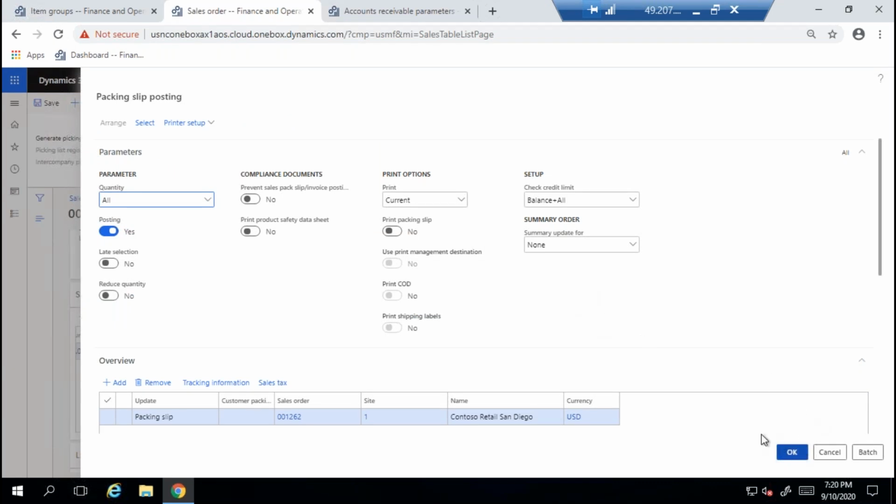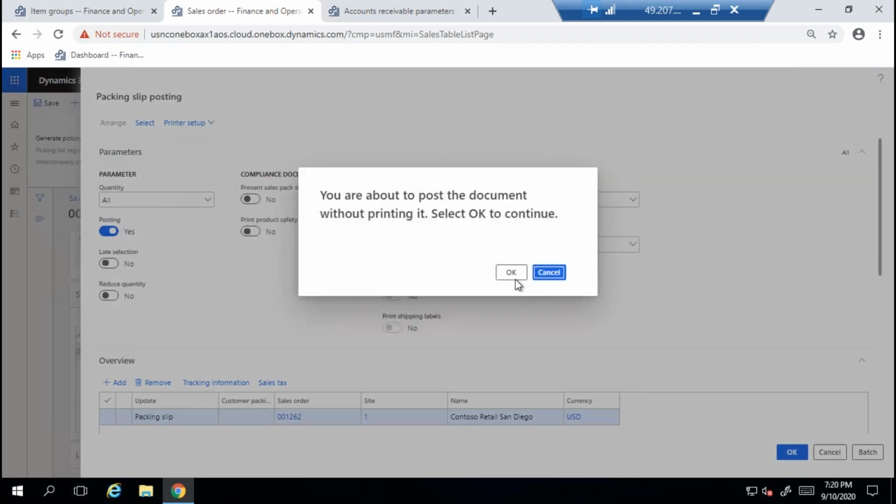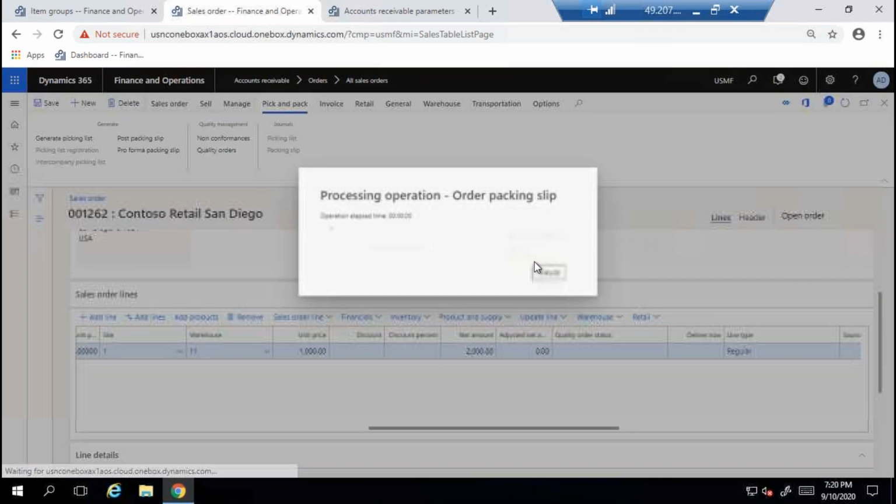Click OK. Okay. In sales order, there is no need for confirmation?